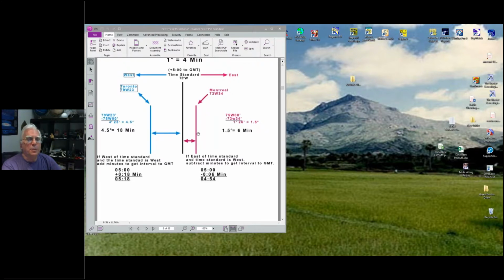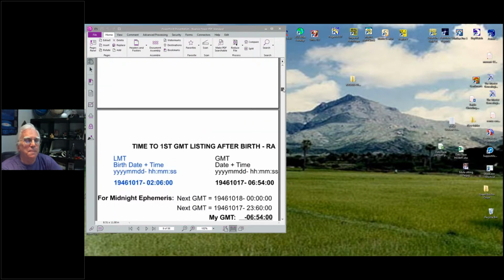I would add it to get my local mean time, but since I have the time as 2, I'm trying to get the interval to GMT. I have to subtract this, and then it ends up being I'm 4 hours from the standard time. It's 5 hours from Greenwich, but from Montreal, it's 4 hours and 54 minutes away from England. Toronto would have been 5:18, but I'm at 4:54. So this was the first step in the calculations. Everyone has to do this, we'll do this. The next step is we take this 4:54.